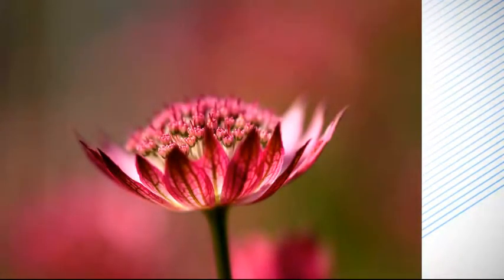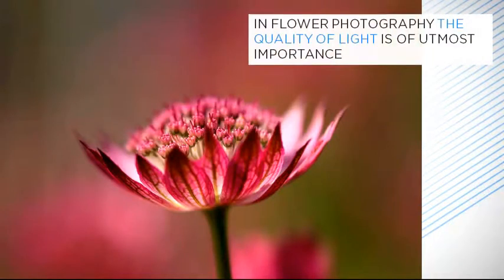In flower photography, as in any other kind of photography, the quality of light is one of the most important things to consider. Light is extremely variable. It can be soft and diffused, or hard and bright. It can fall on your flower from above, in front, behind, or from the side, and it can vary in its colour temperature.